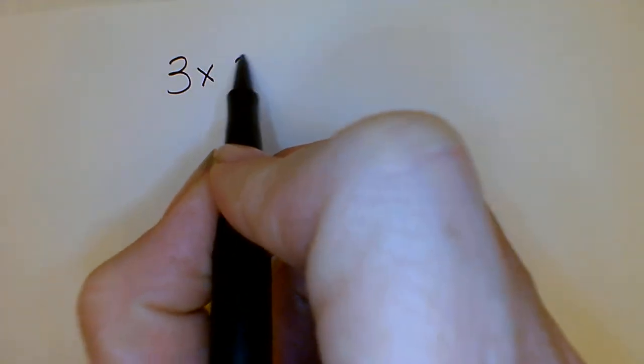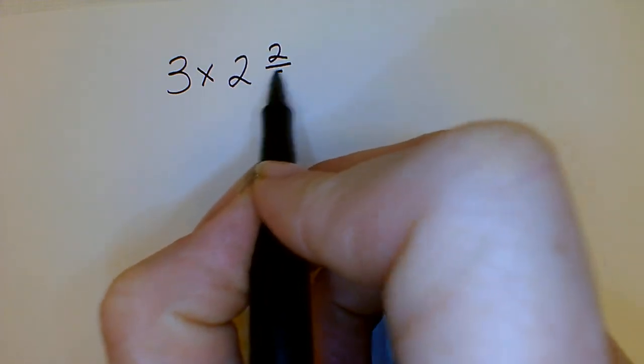Just trying to find the top of my page here. All right, so let's try another problem. Let's keep the numbers simple again. Let's do 3 times 2 and 2/5. So 3 times 2 and 2/5.